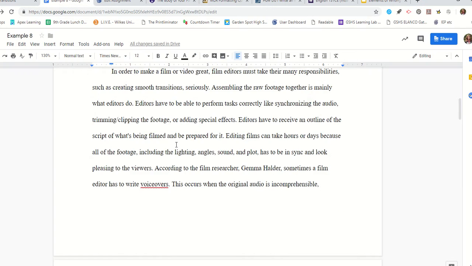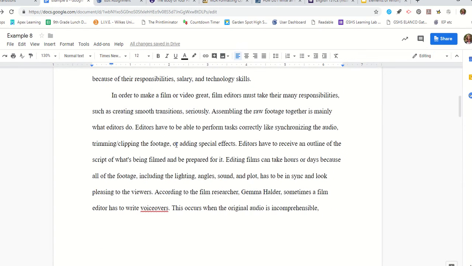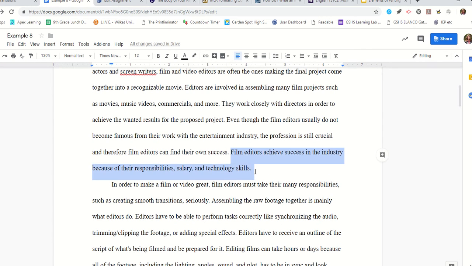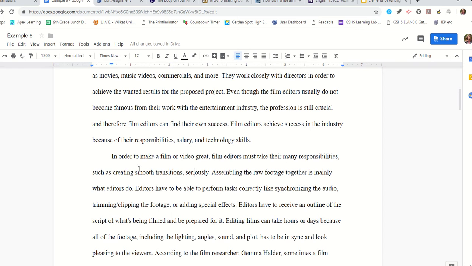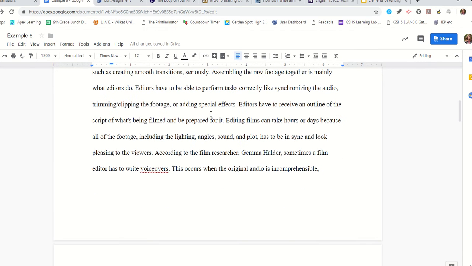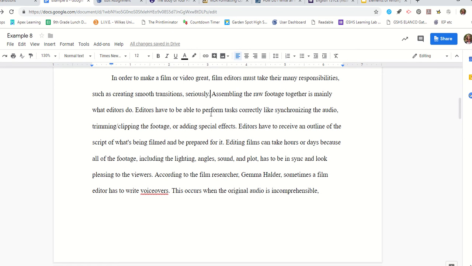So, I have an example essay here. It's hard to isolate just paragraphs, but look at her thesis: film editors achieve success in the industry because of their responsibilities, salary, and technology. So this first body paragraph should be about responsibilities. She has a general statement: in order to make a film or video great, film editors must take their many responsibilities, such as creating smooth transitions, seriously. The rest of it should be the support, how film editors take their responsibilities seriously.